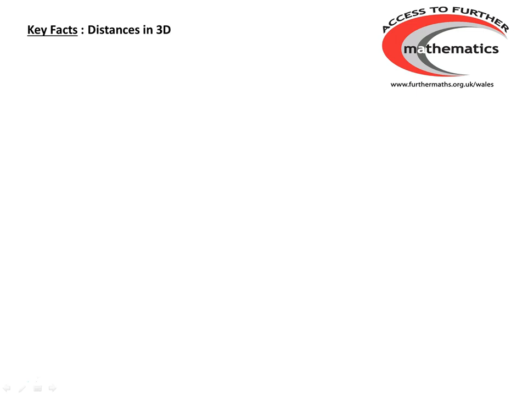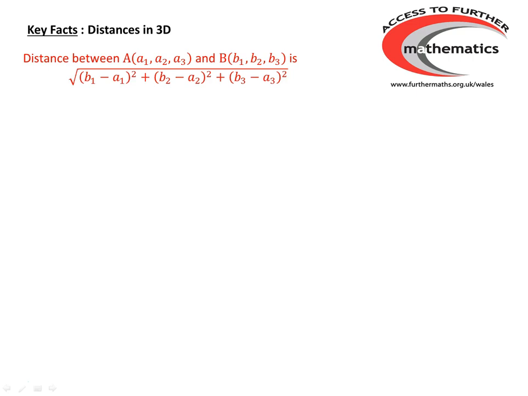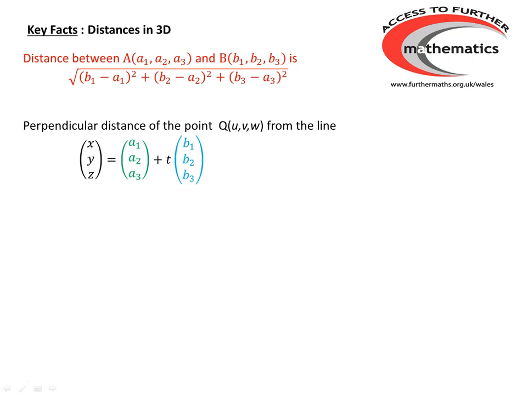We've also got to look at distances in 3 dimensions. The first one is the Pythagorean result for the distance between 2 points, which you'll certainly have met earlier in your studies.